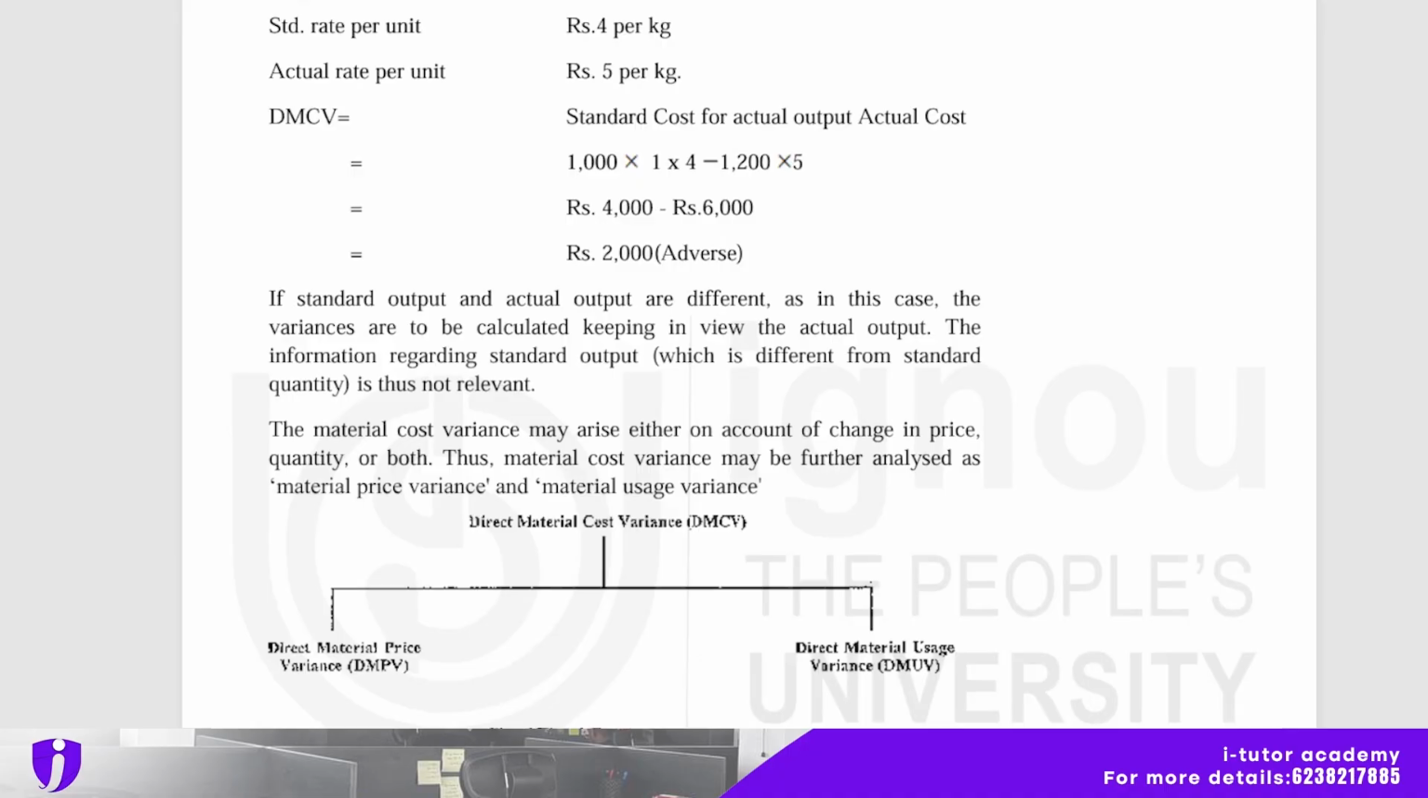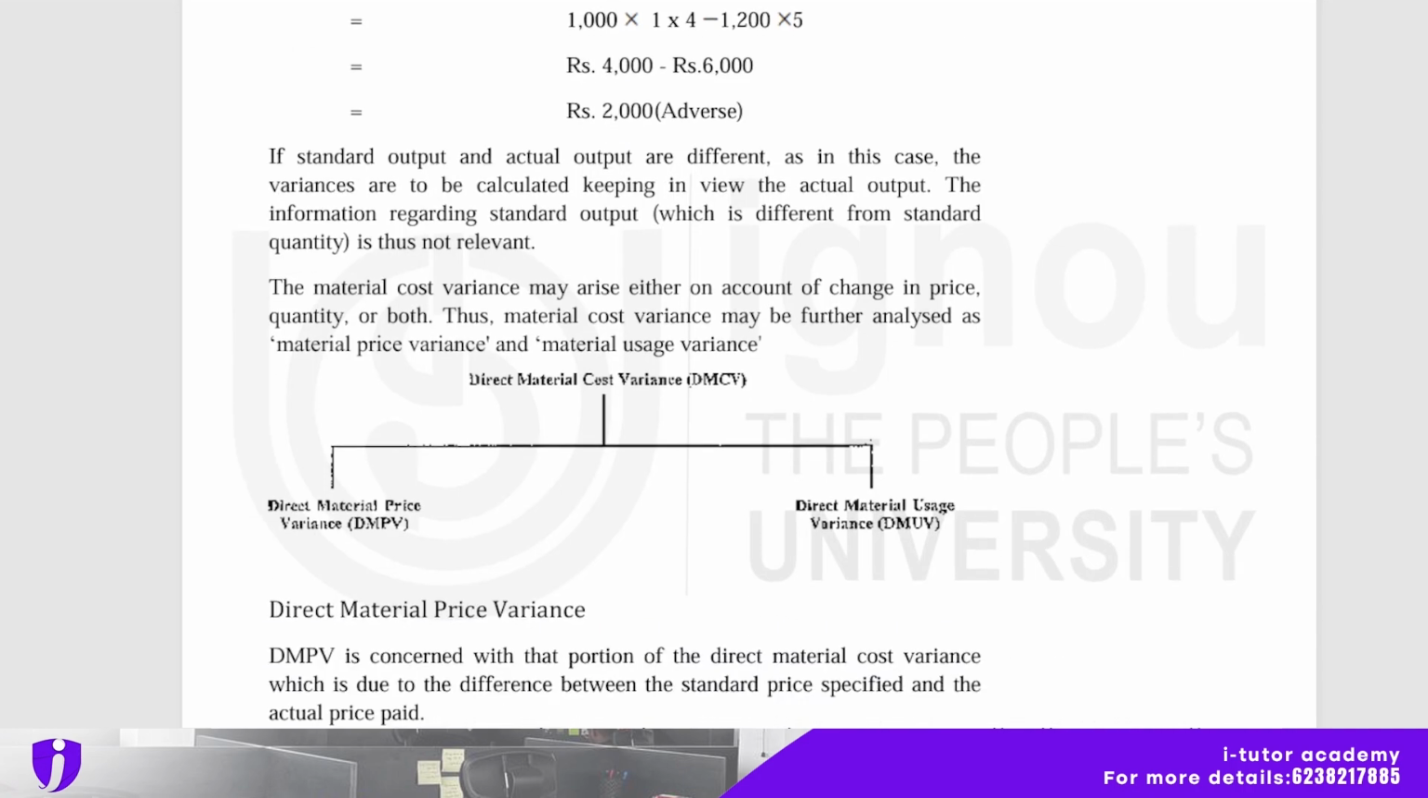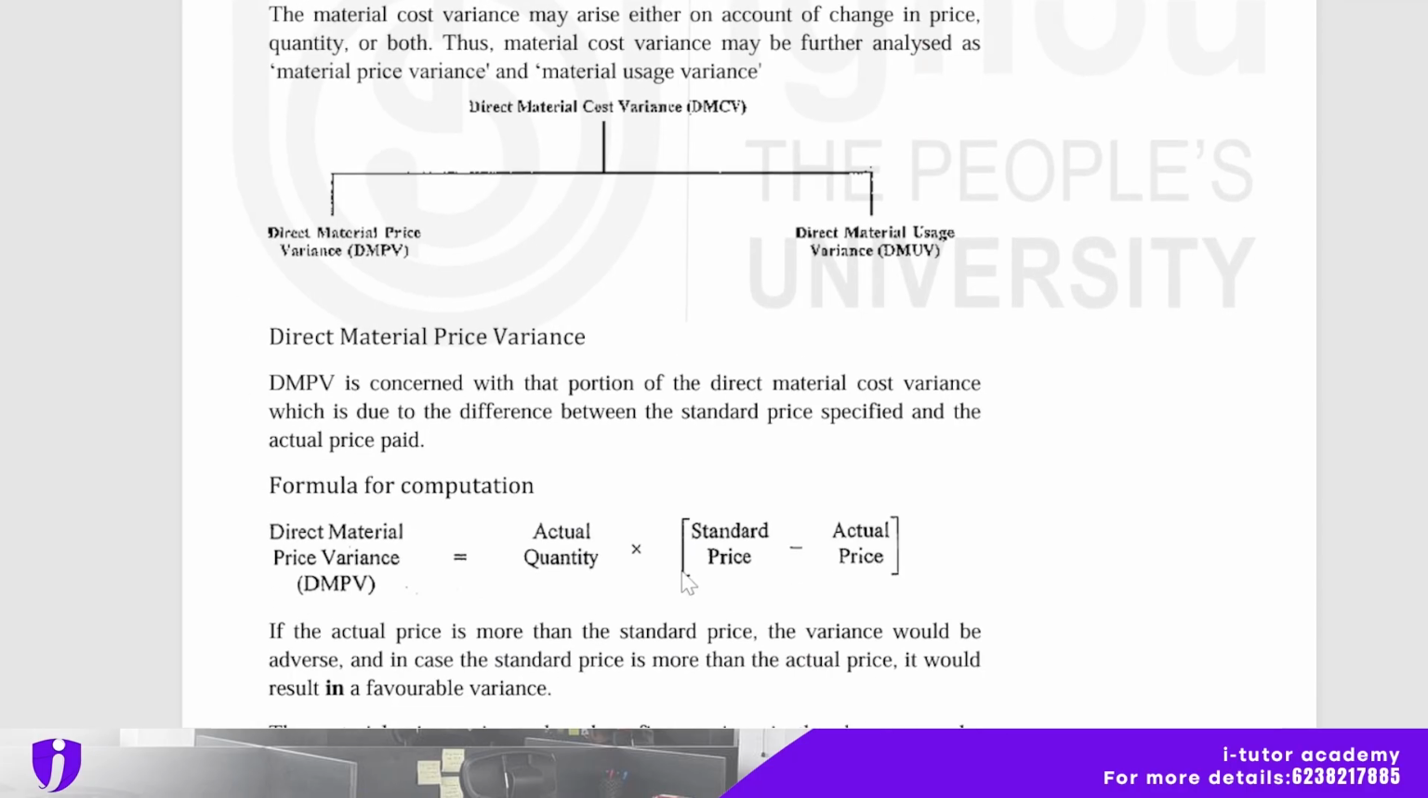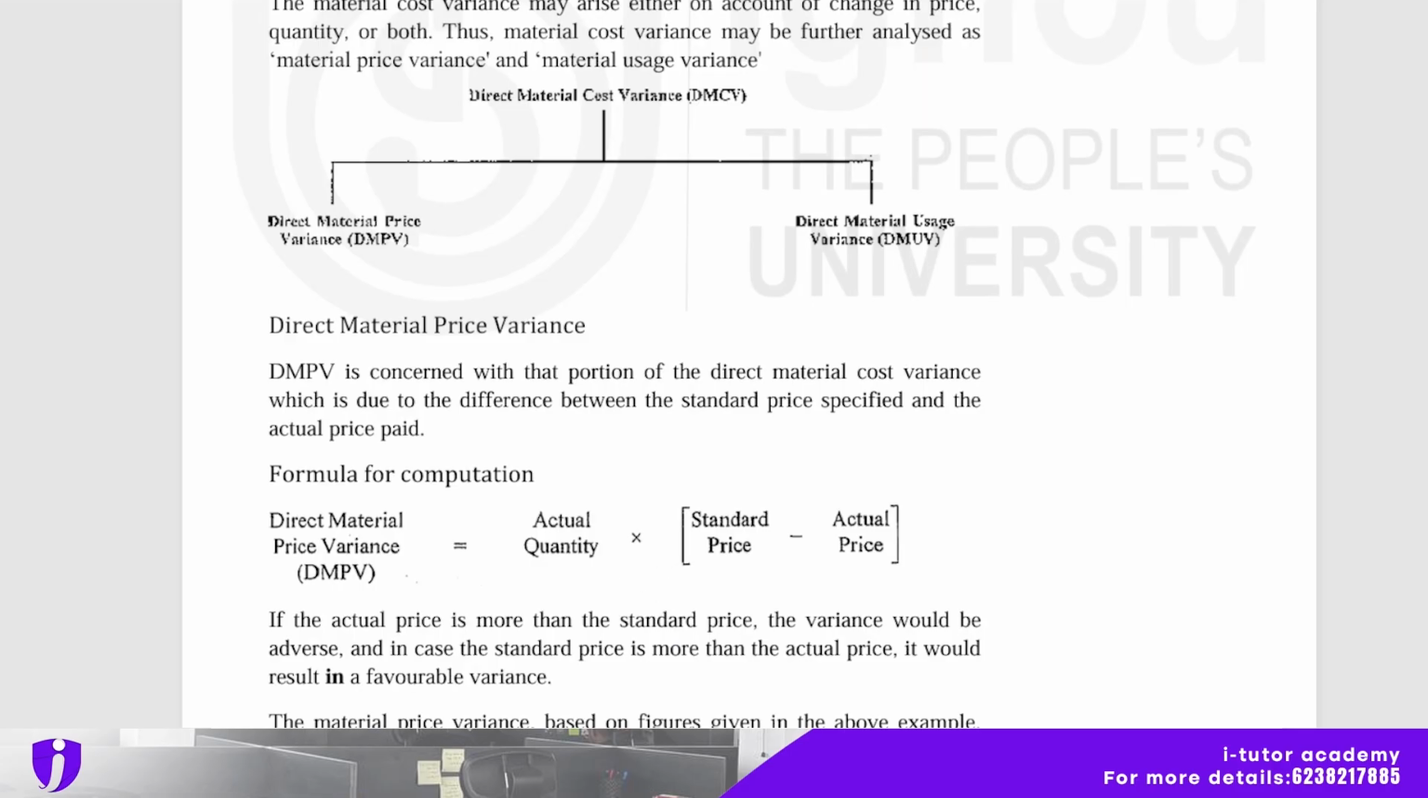If standard output and actual output are different, as in this case, the variances are to be calculated keeping in view the actual output. The information regarding standard output, which is different from standard quantity, is thus not relevant. Direct material cost variance includes direct material price variance and direct material usage variance. Direct material price variance is concerned with the portion of the direct material cost variance which is due to the difference between the standard price specified and the actual price paid.